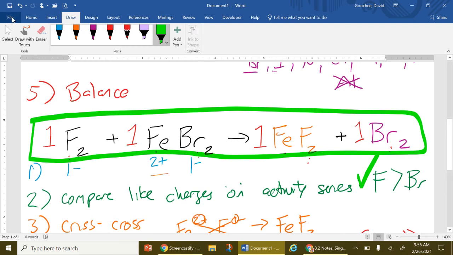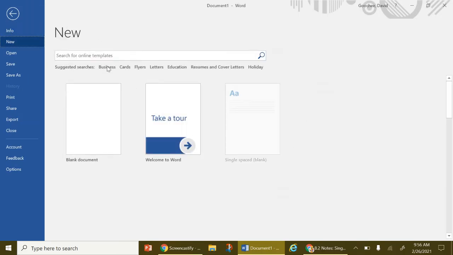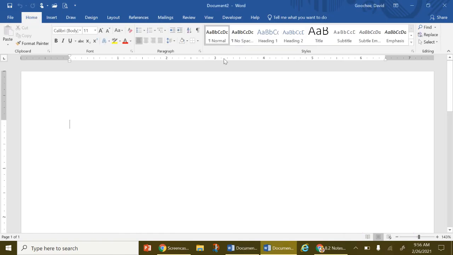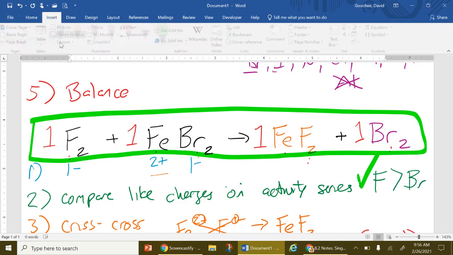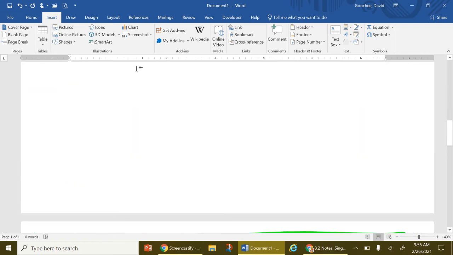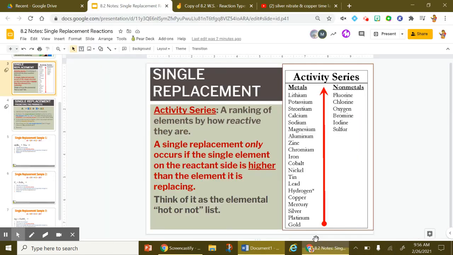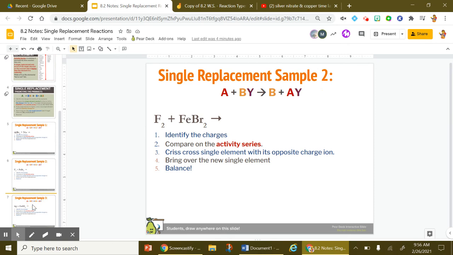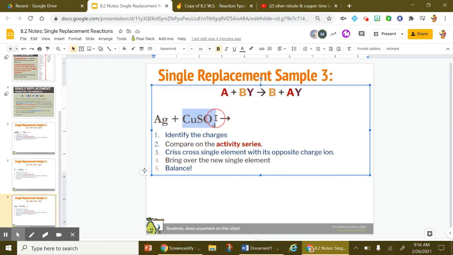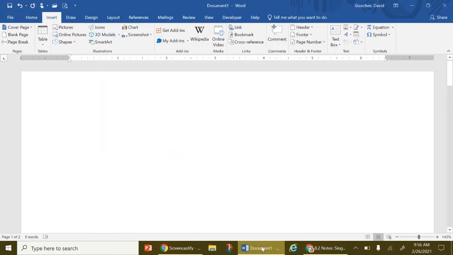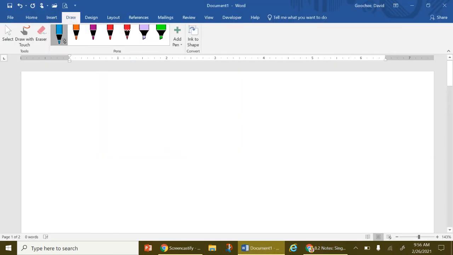Let's do another one. Oh, I need to do a blank document. Let me just add a new page. Insert, blank page. Let's do another sample problem. Okay, let's do this one right here. Silver plus copper sulfate. All right, let's see if this reaction occurs.